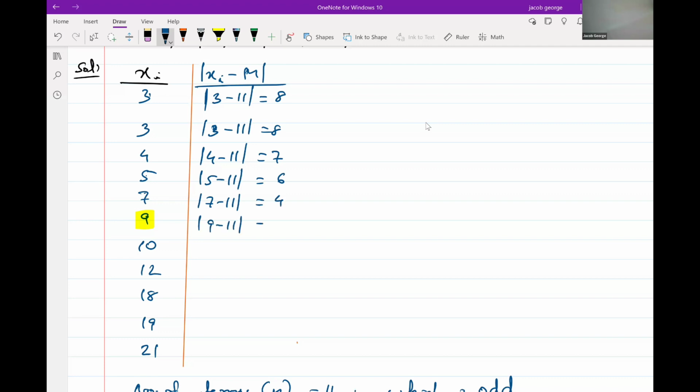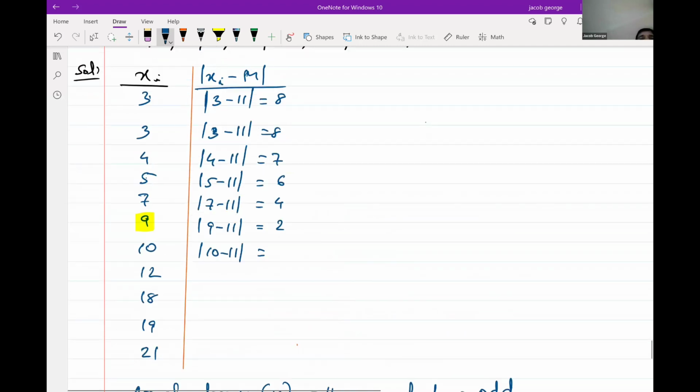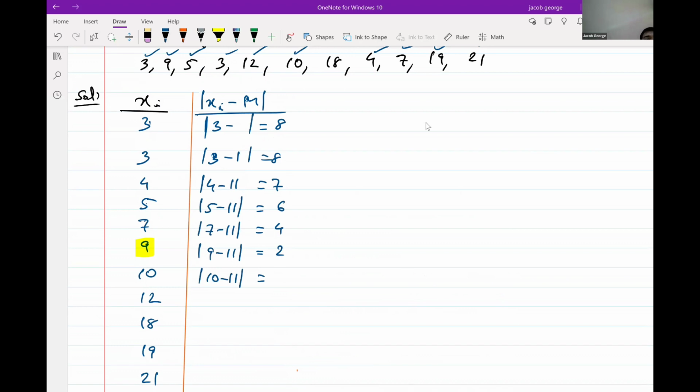Modulus 9 minus 11 is equal to, what is that? 2. Modulus 10 minus 11 is equal to, oh sorry, not 11, 9. Change again, 9. Why did I take 11 here? 9 is the number. So modulus 3 minus 9 is equal to 6. Modulus 4 minus 9 is equal to 5. 5 minus 9 is equal to 4. 7 minus 9 is 2. 9 minus 9, 0. 10 minus 9, 1.